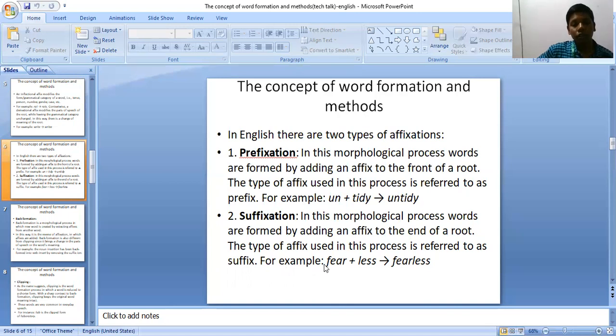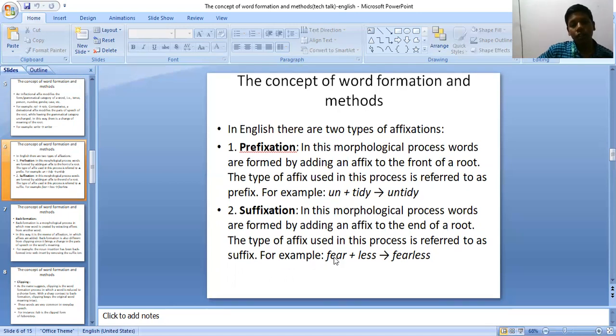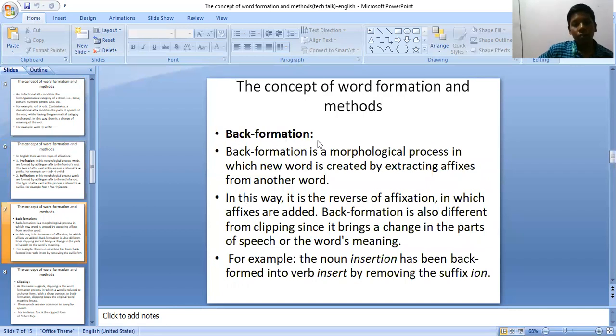For example, fearless. And back formation. Back formation is a morphological process in which a new word is created by extracting affixes from another word. In this way, it is the reverse of affixation, in which affixes are added. Back formation is also different from clipping since it brings a change in the part of speech or the word's meaning. For example, the noun insertion has been back formed into the verb insert by removing the suffix ion.